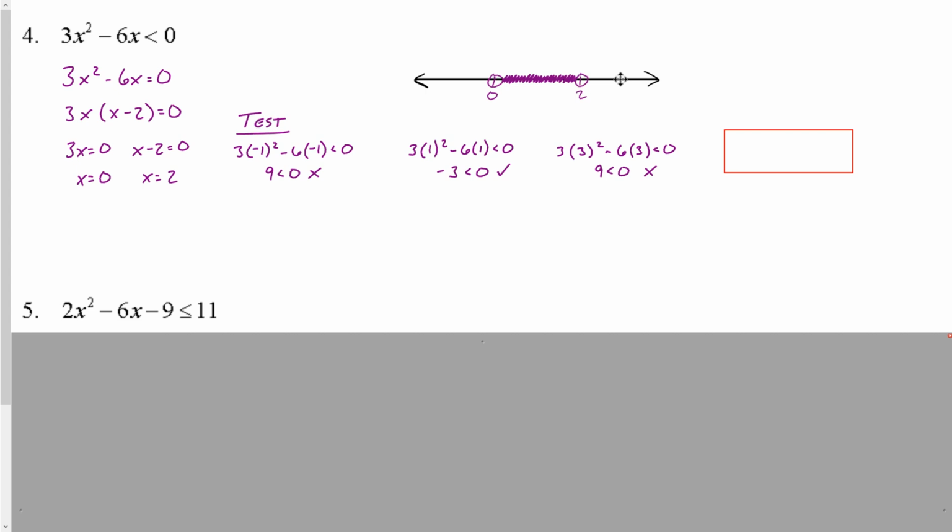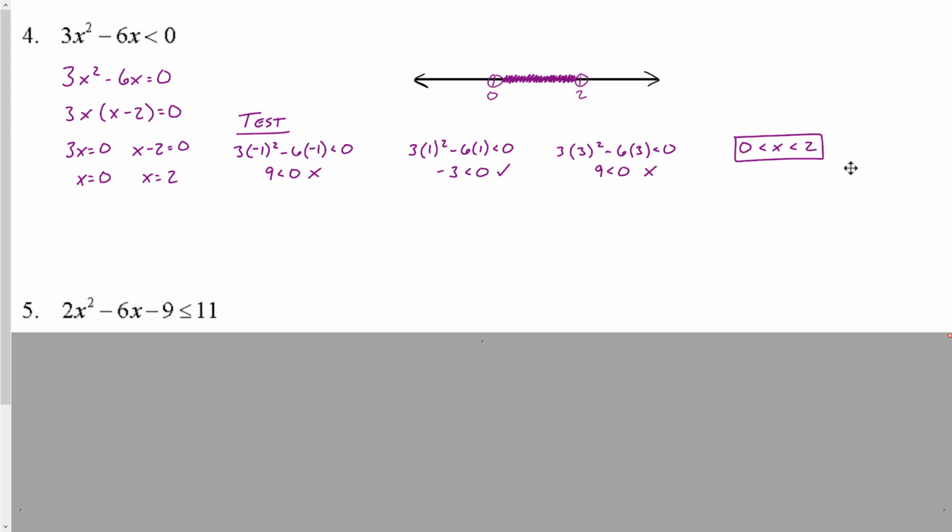And then to write my solution, my compound inequality, anytime in the graph that you're shaded between, that is an AND compound inequality. So in this particular case, our AND compound inequality answer is 0 is less than x, which is less than 2.